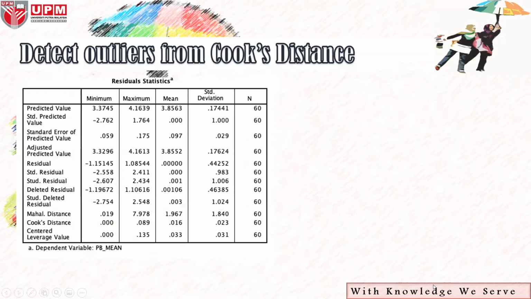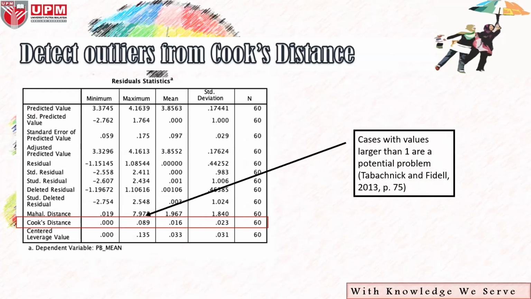Okay, next one. Detect outliers from Cook distance. Okay, kita guna Cook distance. You refer to the residual statistics table. Refer to the Cook distance column, in which the minimum value is 0.000, the maximum is 0.089. The cases with values larger than 1 are a potential problem. Kalau untuk Cook distance, the cut-off point is 1. If for Mahalanobis distance, the cut-off point depends on the number of IVs in our model. Okay, but for Cook, the cut-off point is 1.